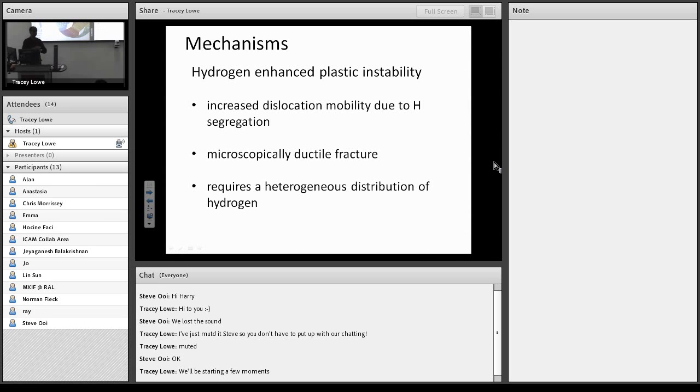Okay, but like a shear instability, when you fire a bullet at something, as soon as it starts to deform, that region gets hot, and therefore it gets softer, and then you localize the plasticity. So this is known as the HELP mechanism, hydrogen enhanced local plasticity.